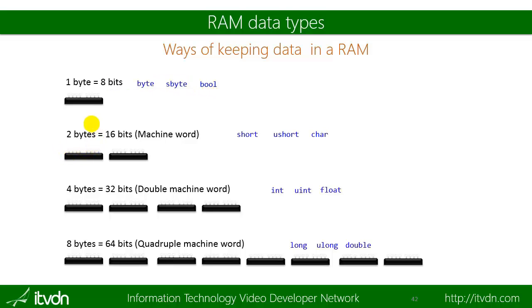Now, if we have 2 bytes, which just on the previous slide I told you can hold up to 16 bits, and this is also called a machine word. You remember I showed you what a short is. But again, we have U-short. U-short means unsigned short. In this case, short can be signed. It can have a positive value or a negative value. But unsigned short can only have a positive value.